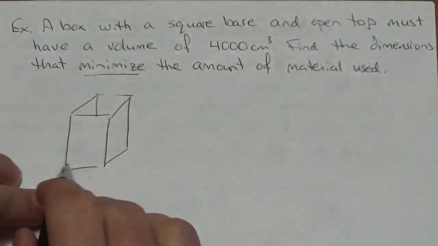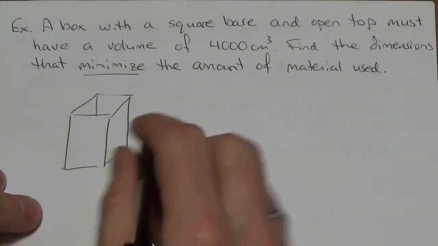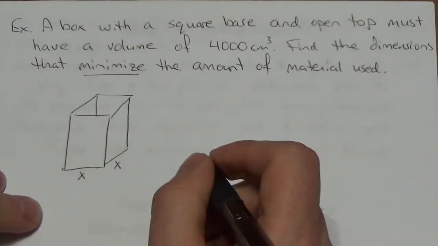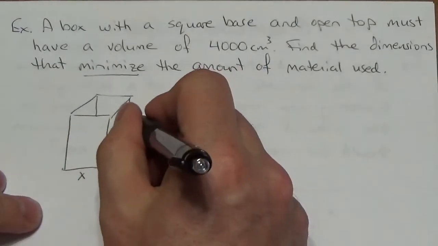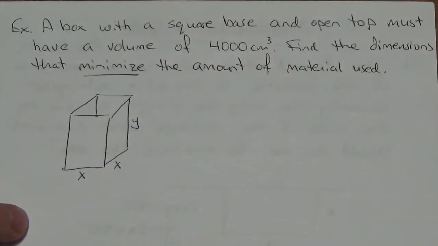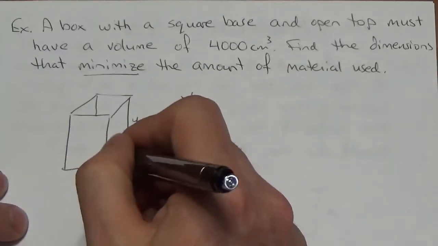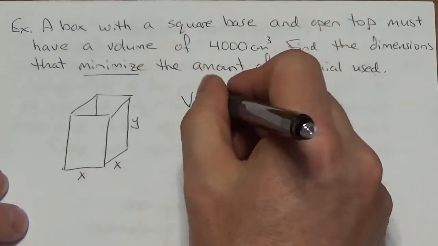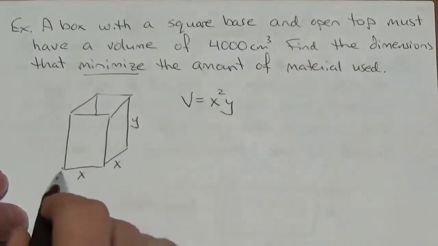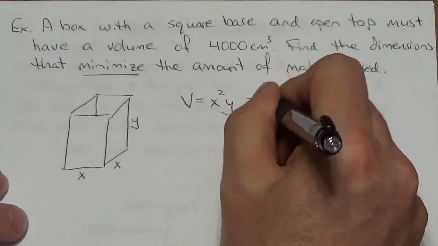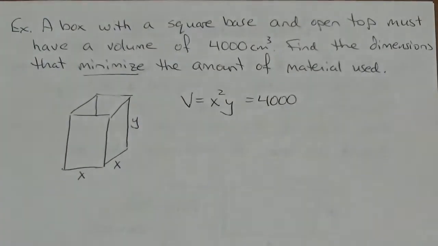So we've got this open top box, and we know that it's got a square base. So let's just say that the base is x by x, and then I have no idea how tall it is, so let's just call that y. What I do know is that my volume, which would be x squared y, length times width times height, is supposed to equal 4,000. So I do know that relationship right there.